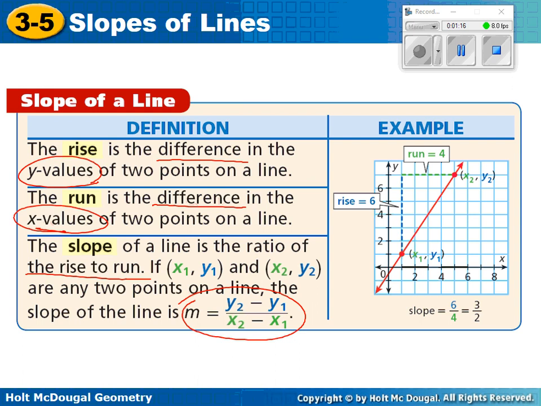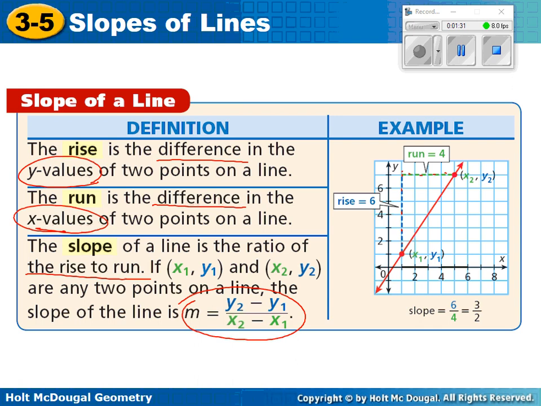Sometimes they're going to give you 2 points, and you may have to graph them. And so when you graph them, you can just simply count the rise and count the run. Make sure you put rise on top, run on bottom. That's the most common mistake I'll see with slope in geometry. So be really careful you don't flip those.